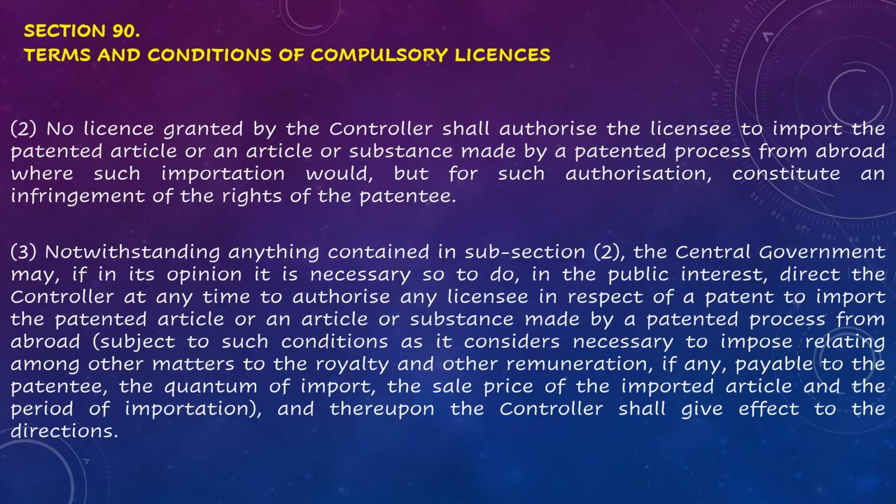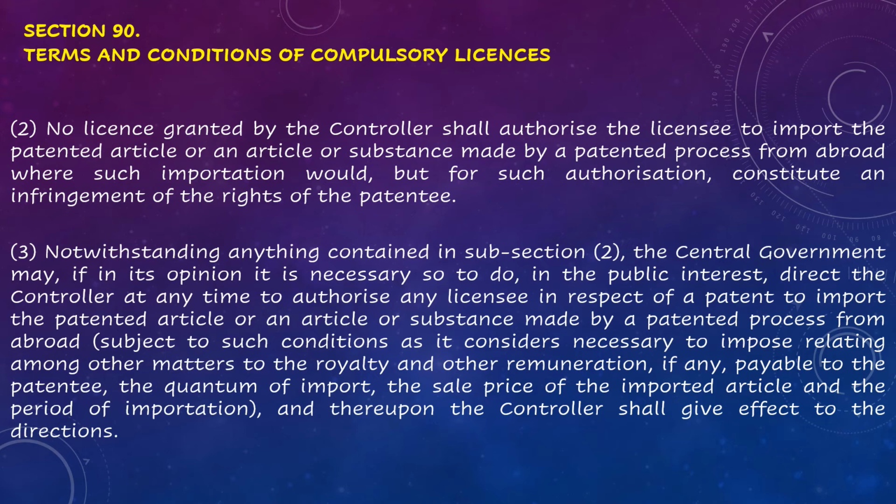Section 90, subsection 2. No license will be granted for authorizing the licensee to import the patented article or an article or substance made by the patented process from abroad, where such importation would, but for such authorization, constitute an infringement of the rights of the patentee. That is, importation is not allowed, insofar as it is an infringement of the right of the patentee.